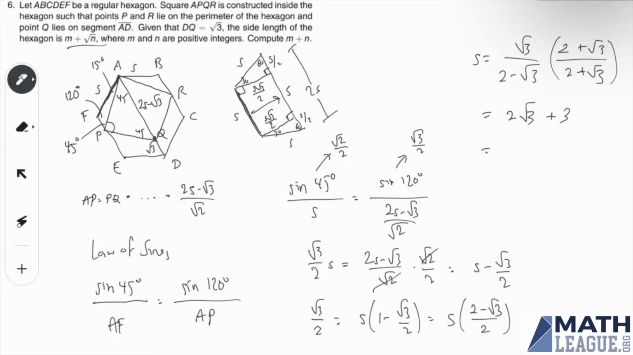And 2 root 3, you bring the 2 in. It's 2 squared times 3 inside the square root. You get 3 plus root 12. M equals 3, n equals 12. M plus n is 15.